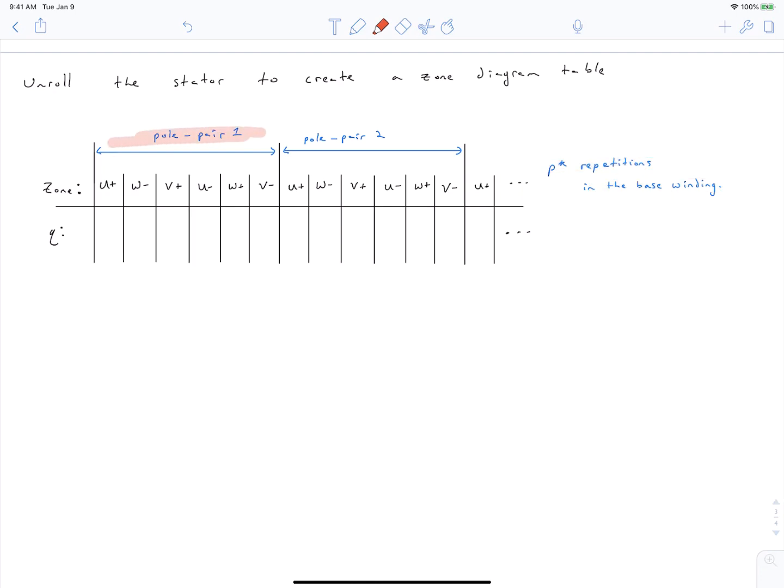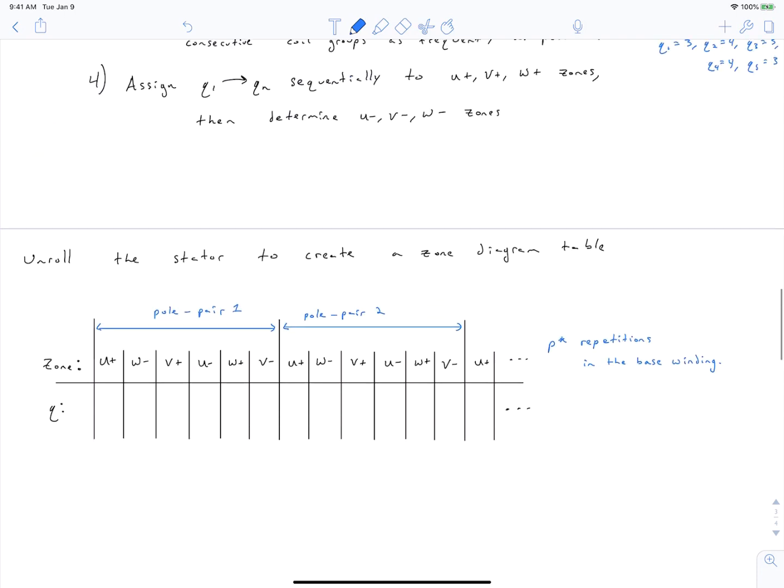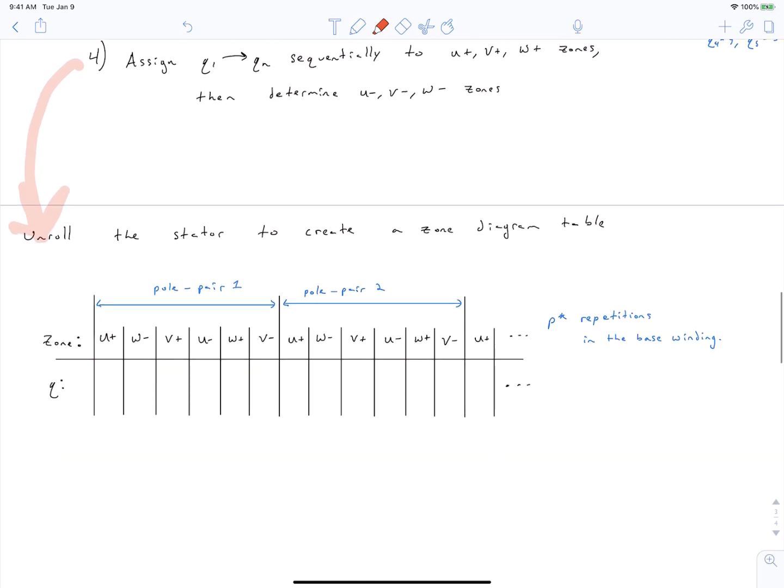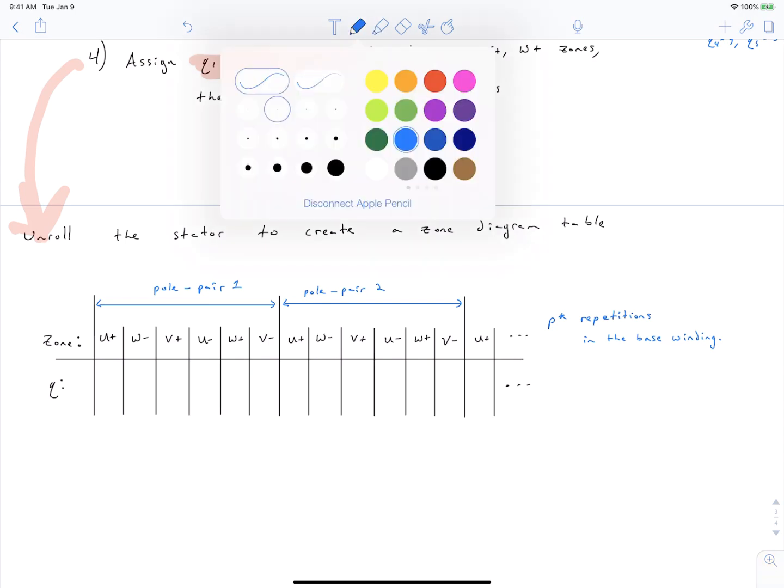So again, each of these segments is one pole pair. And so if you do it for the whole base winding, you'll do it for P star repetitions, where P star is the number of pole pairs in your base winding. And we talked about how to calculate that in a previous video. And so what you're going to do following this step 4, this whole plot is to illustrate this step 4, is that you're going to assign your Q values to the positive phase zones, and then you're going to figure out what they had to be for the negative phase zones.